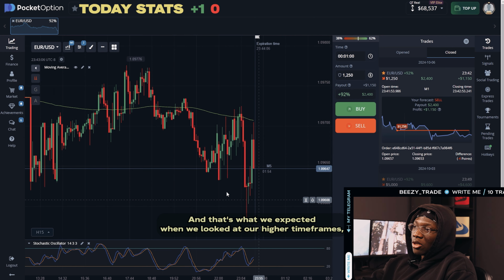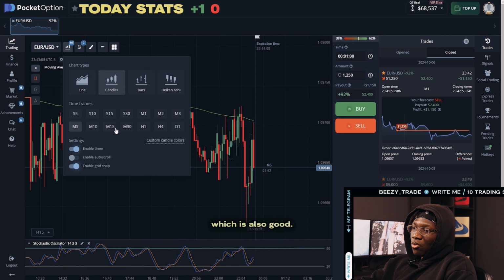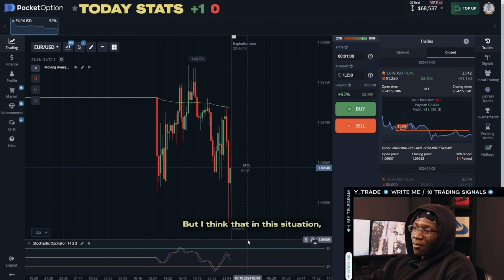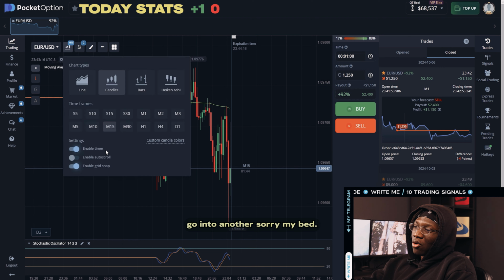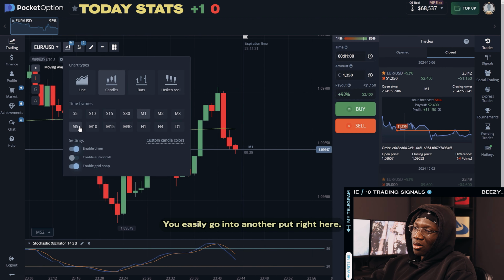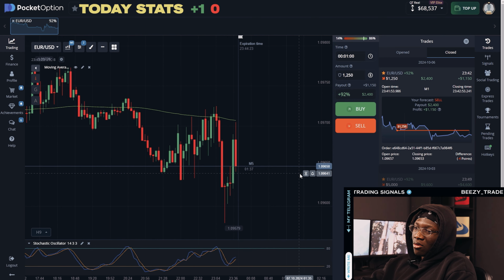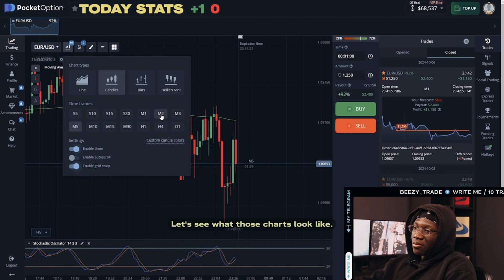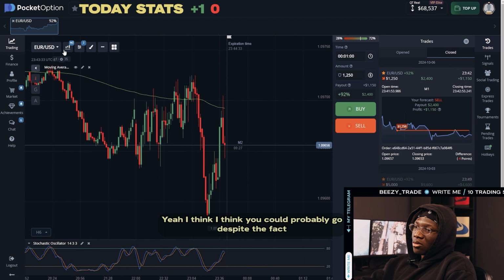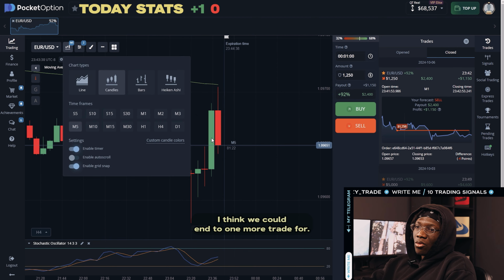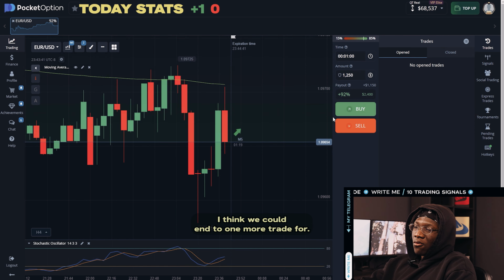And that's what we expected when we looked at our higher time frames, which is also good. But I think that in this situation, you could easily go into another put right here. I think you could go put for a minute, 2 minutes. Let's see what those charts look like. Despite the fact that on 2 minutes it does look like it's pulling a lot higher, I think we could enter one more trade.